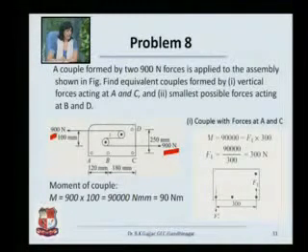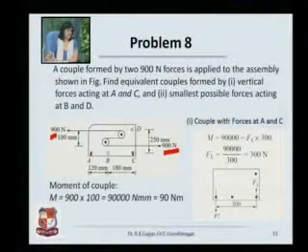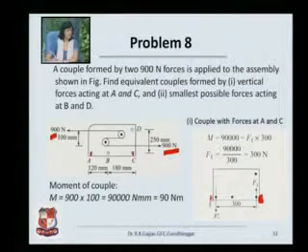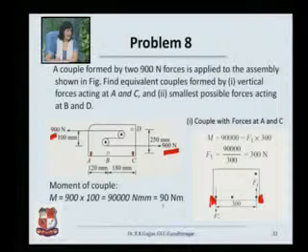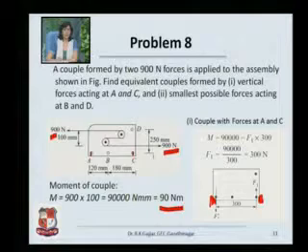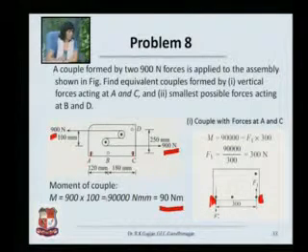The problem asks that find the equivalent couples formed by vertical forces acting at A and C, as I have shown over here. This is point C, this is point A. You have to find out an equivalent couple formed by two forces. That means the magnitude of the moment and the direction of the moment should be same as that formed by the 900 Newton forces. So first of all, we have to start with what is the moment of the original couple formed by the 900 Newton force.